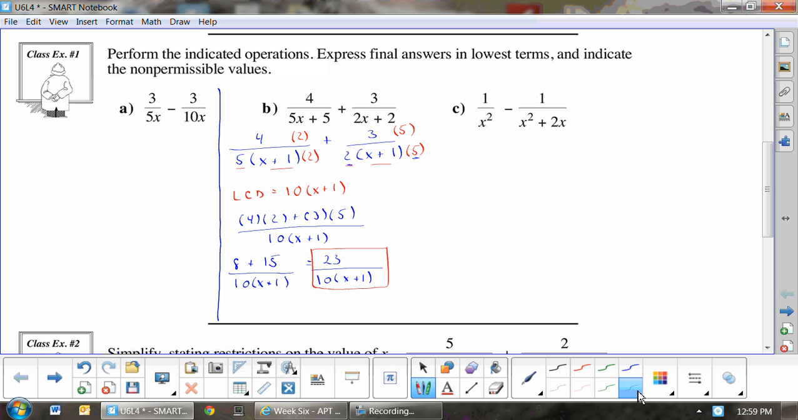Okay? And then we also always want to find our non-permissible values. In this question, it doesn't really make a difference, but you always want to look at what it is before you simplify anything at the end. With this one, we didn't have to simplify at the end at all, so we don't worry too much, but always look at what your original denominators were. So here, x plus 1 cannot equal 0. So our non-permissible value is x equals negative 1. Okay, so just remember for your non-permissibles, always look at your original denominators.